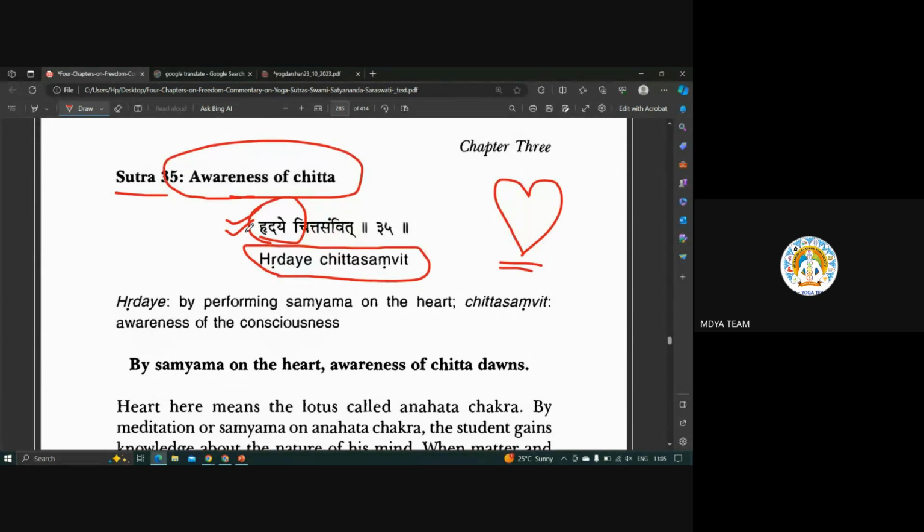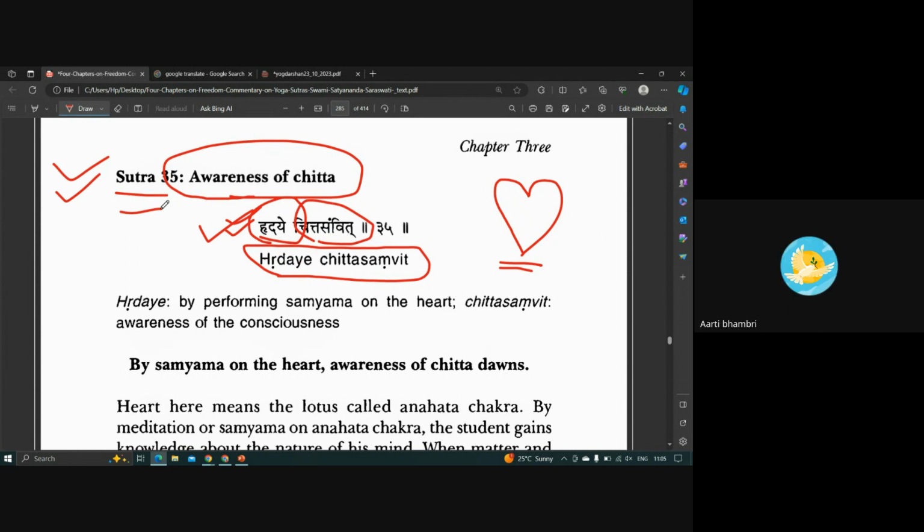And Maharshi Patanjali was also aware of it. That's why he told us Hridaya Chitta Sambit. If we do Sanyama on the heart region, then we will get the knowledge of the chitta. What is mind? What is chitta? We will get all kinds of knowledge. Yes, please, one of you, Arti ma'am, please conclude the meaning of this sutra.